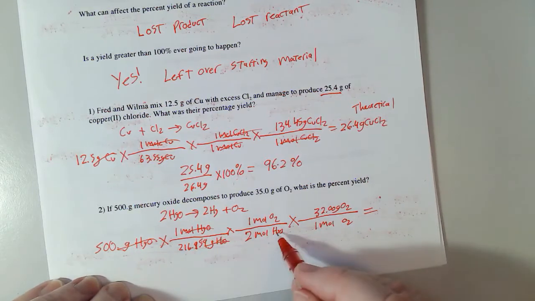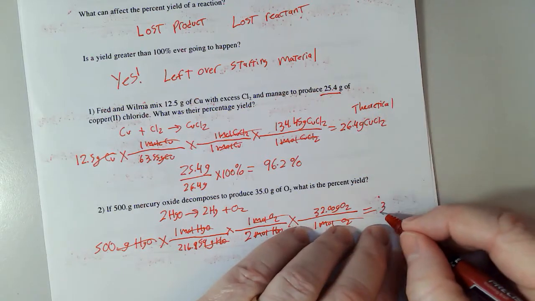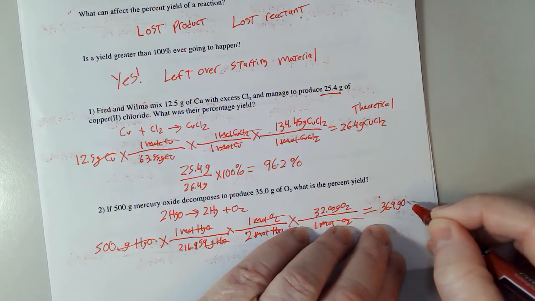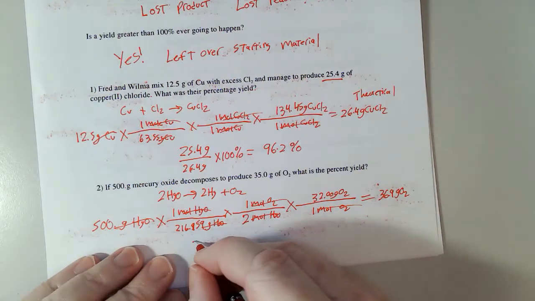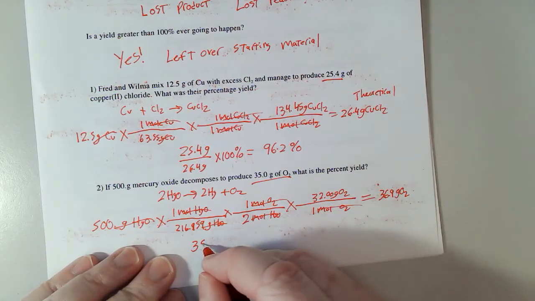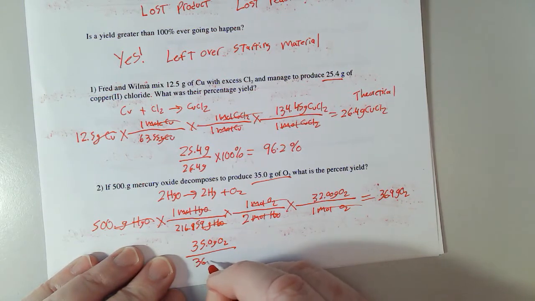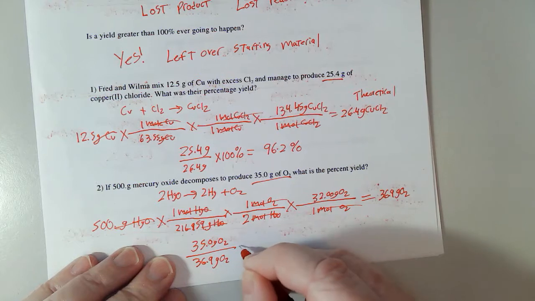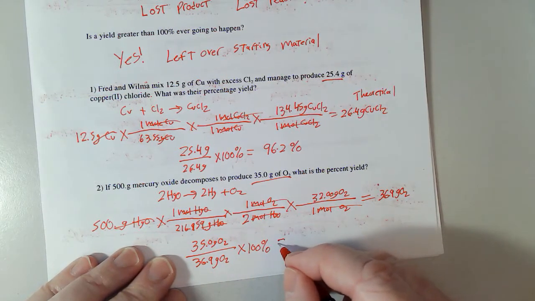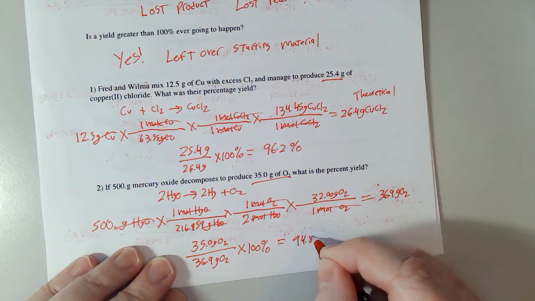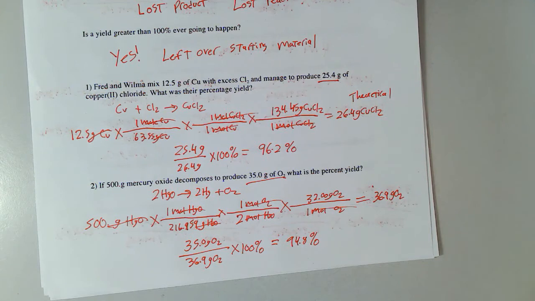That's going to cancel, that's going to cancel, that's going to cancel. This equals 36.9 grams O2. So that's my theoretical yield. That's what I should have gotten. What I did get, according to this question, was 35.0 grams of O2 divided by 36.9 grams, theoretically, times 100%. And this equals 94.8%. Okay, there you go.